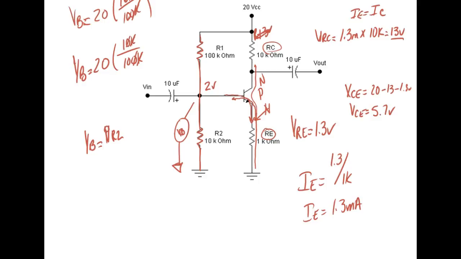Are we in saturation? Are we in cutoff? Are we in the active region? Active. Why? Because it's greater than 1 and less than VCC. We would like for it to be around 10 volts, but this is okay. What would VC be? VB is going to be equal to 2 volts. VC is going to be equal to what?